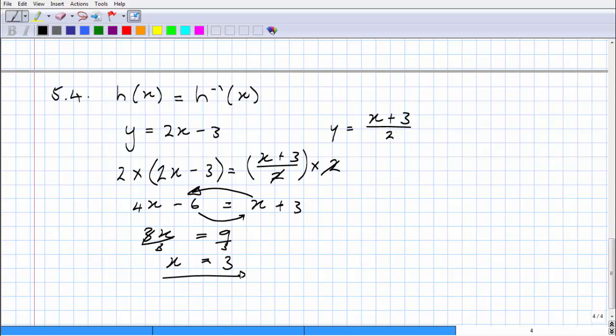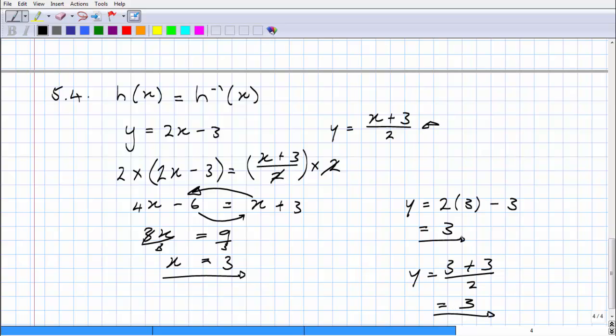And they're only asking for the x value. If they wanted the y value at which it intersected, you would have to then substitute that back into either of the two equations. Also, if you want to check that what you've done is correct, we can simply substitute that back in, and we have to get the same value for both equations. So y equals 2 times 3 minus 3, 6 minus 3 is just 3. And then I plug into this equation to check: 3 plus 3 over 2, which is 6 over 2, which is 3. So we see we get exactly the same y value, which we have to because it's the same point.